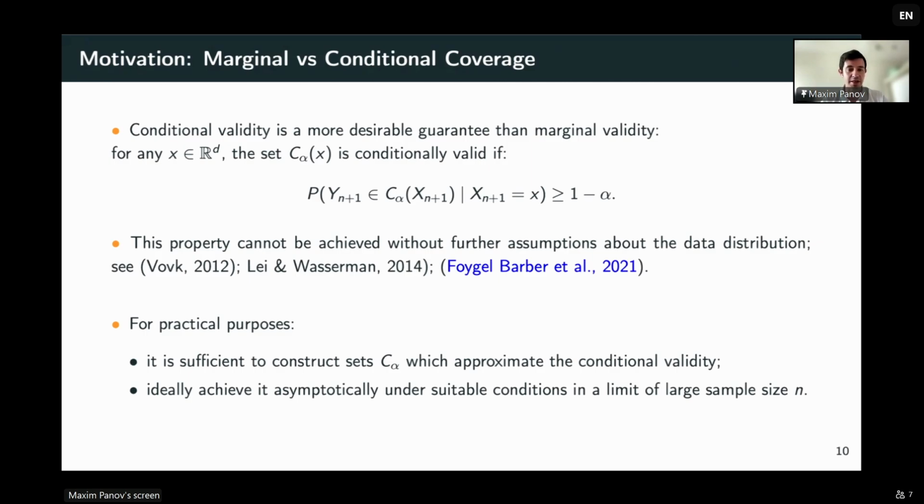I would also comment that for practical purposes, it's sufficient to construct sets which will have approximate conditional validity, and ideally we want them to achieve exact validity in the limit of a large sample size. That will be the goal of this talk. At the end, we will construct some prediction sets which will be approximately conditionally valid, and in the limit of large sample size, they will give exact validity.